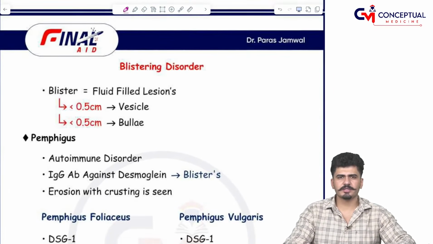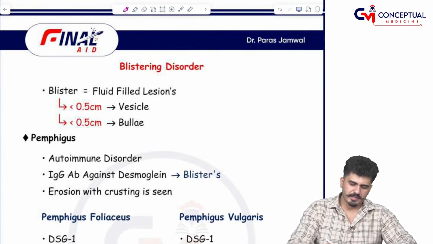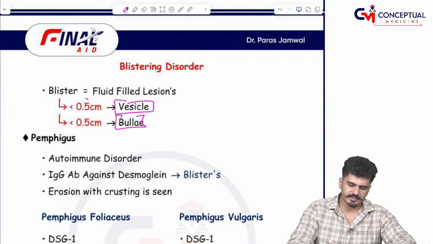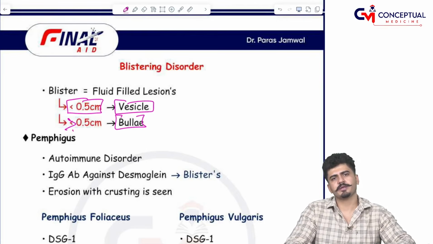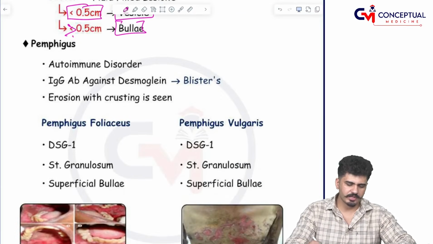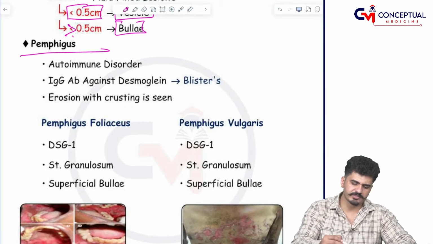If we talk about blistering disorders, first we'll see the blister. A blister is divided into vesicle and bulla. Vesicle is smaller, less than 0.5 centimeter, and bulla is more than 0.5 centimeter. Bulla bada hota hai, vesicle chota hota hai. Now we talk about the pemphigus disorder.